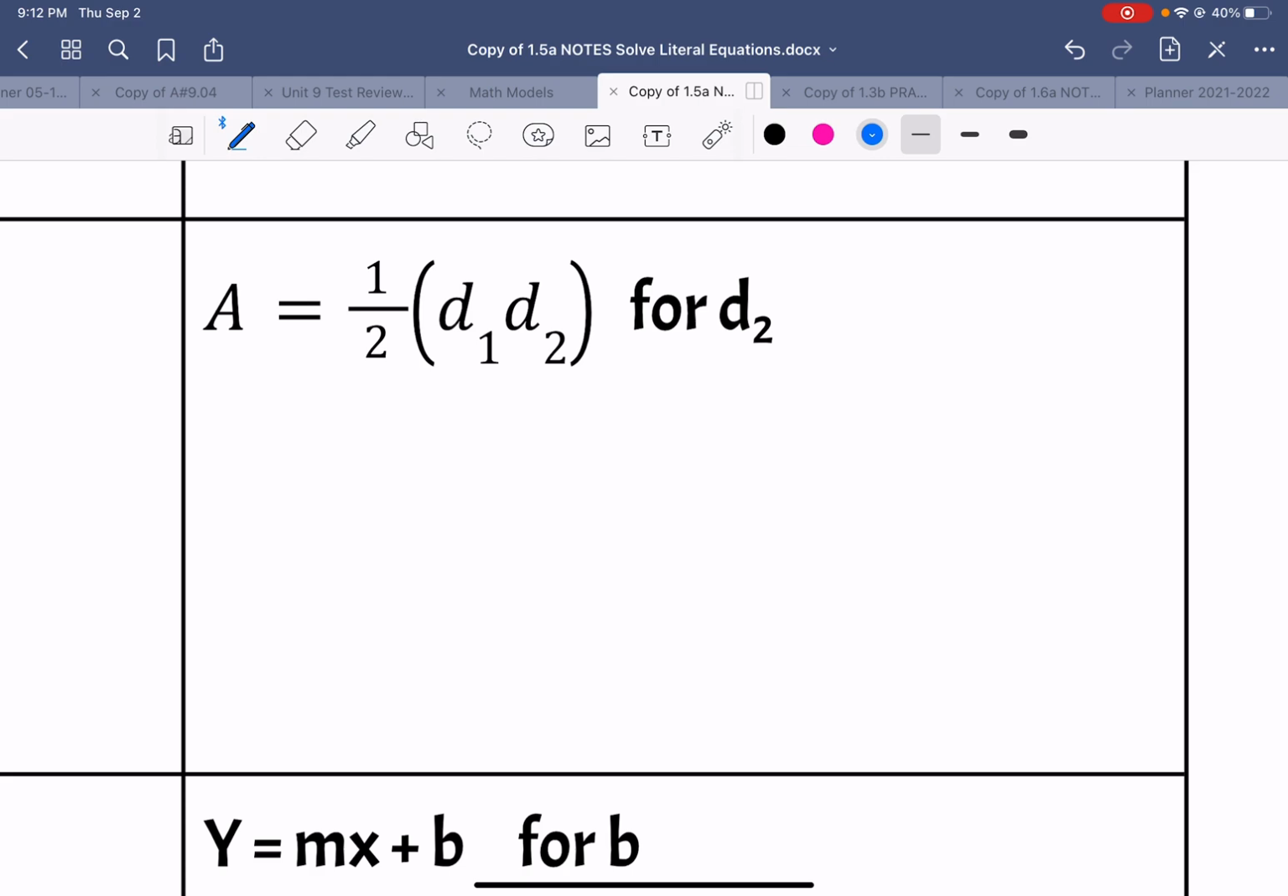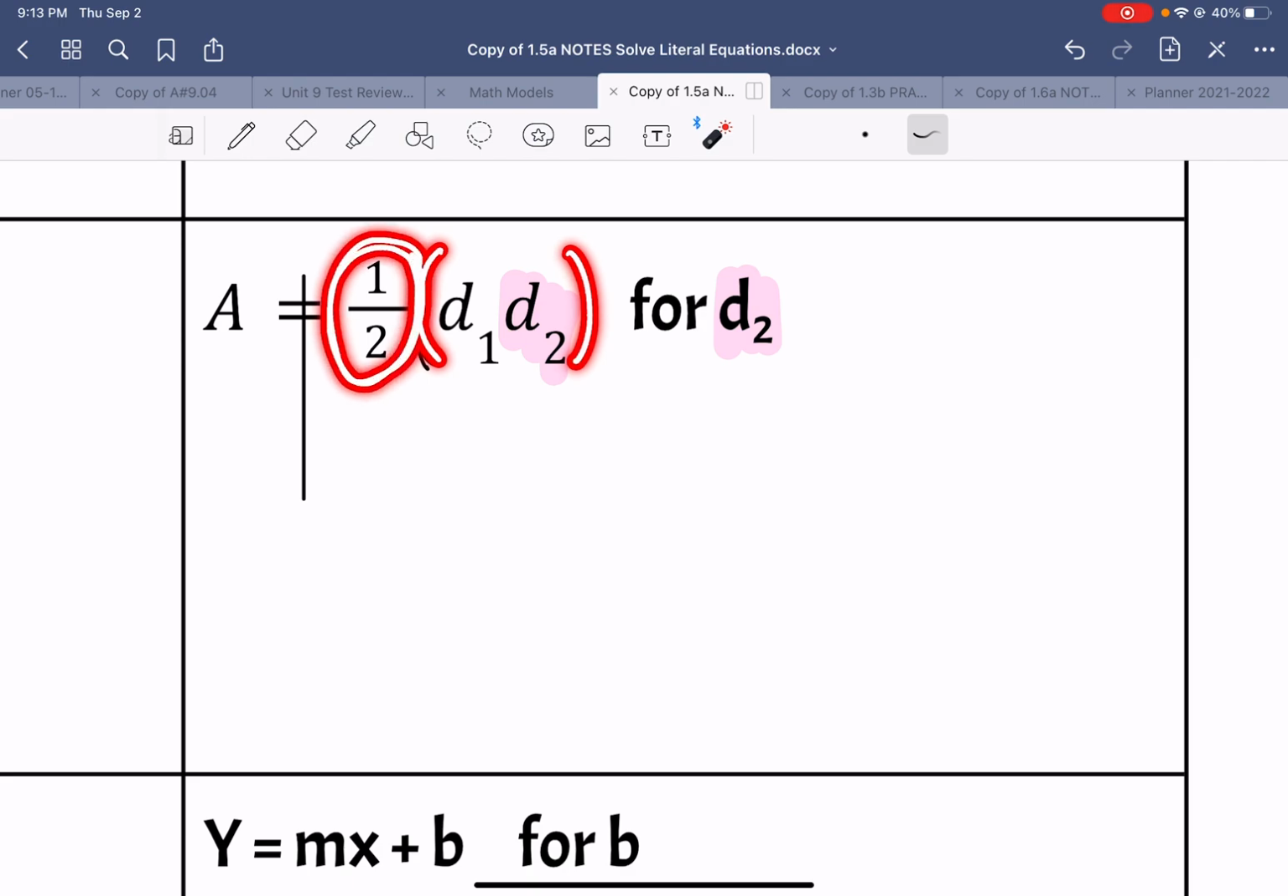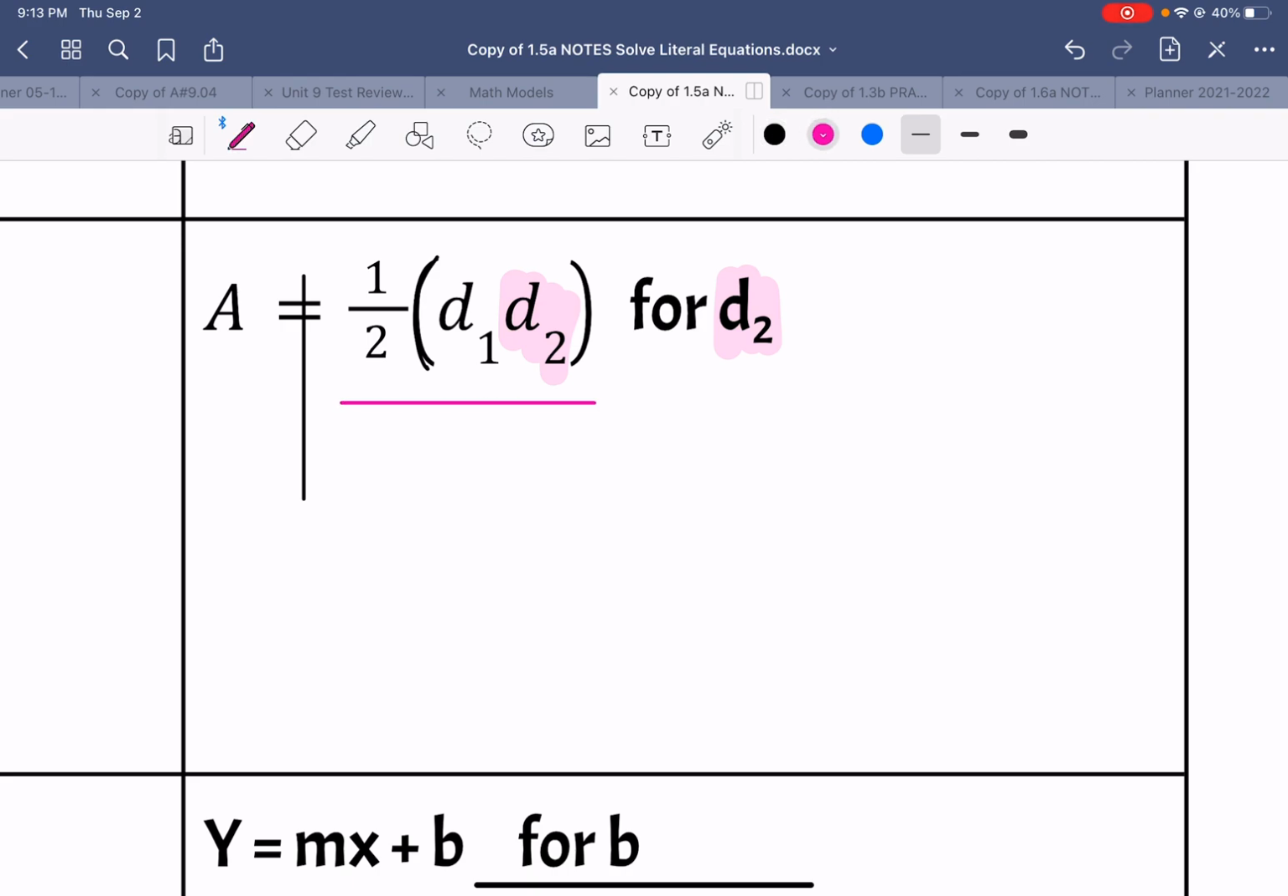All right, this one right here. This one's a little tricky. Okay, we have a multiplying of a 1/2, and then we're trying to solve for D2. What's being multiplied by D1. Okay, so when I have a fraction outside of a parentheses like this, I need to get rid of whatever's right here first. And how I get rid of this is dividing off what it is, because it's multiplying to my D1 and my D2. So I divide by 1/2.